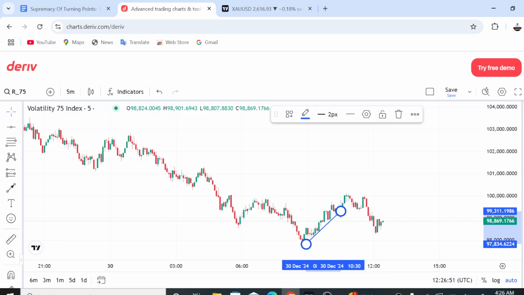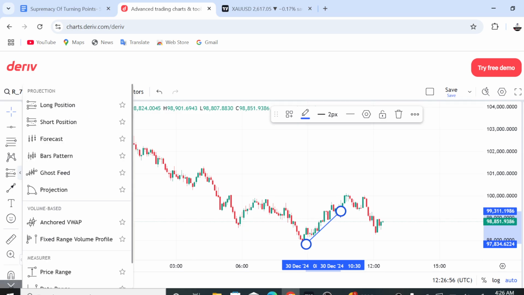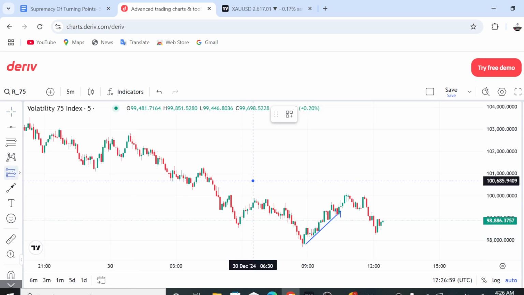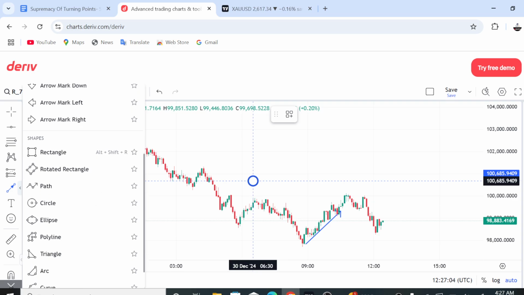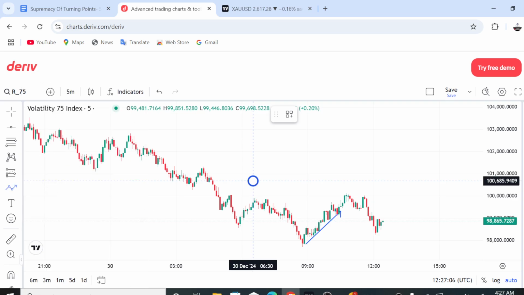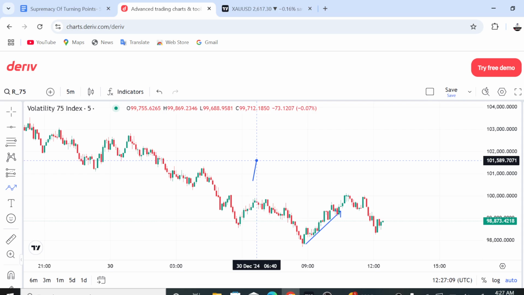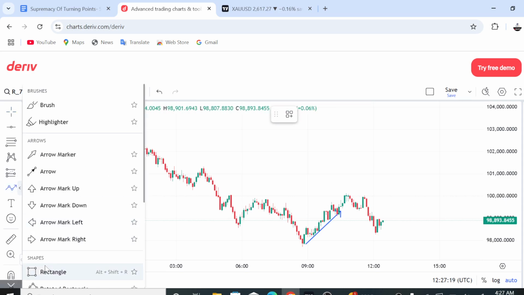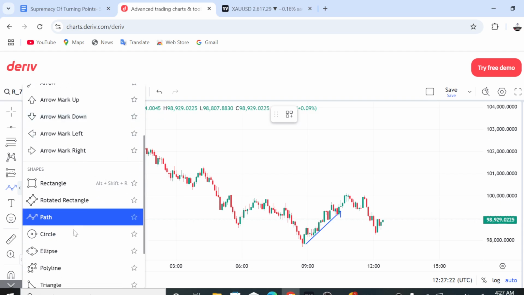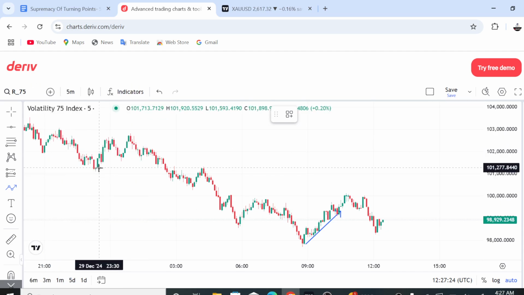So I don't know much about the higher time frame. I don't know much about what is happening in this market at the higher time frame, but I want to show you that this swinging or turning point supremacy actually works well at any time frame. Okay, so right here, we have this market that is doing something like this, and then like this.